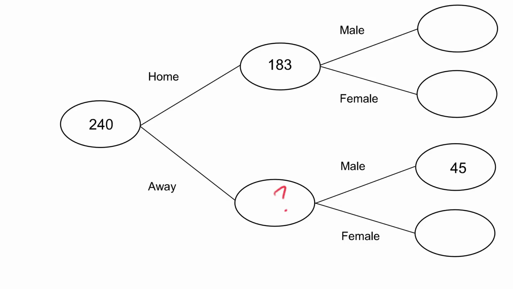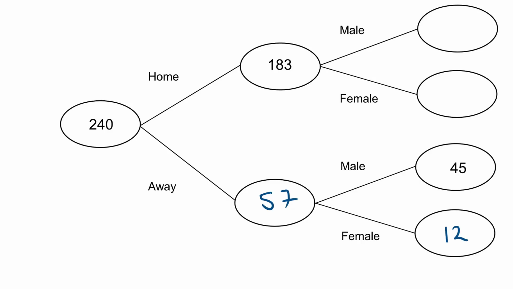So 240 subtract 183 gives me 57. So there are 57 away fans on the day. Now, of those 57 away fans, we know that 45 are male. So 57 subtract 45 leaves me 12 that are female.